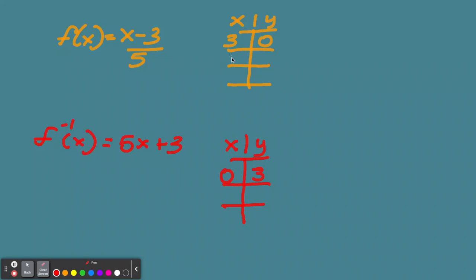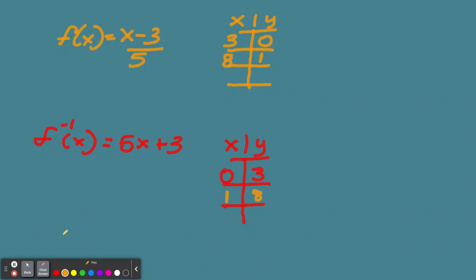Let's try it again. Change the color. If I said 8, well, 8 minus 3 is 5. 5 over 5 gives us 1. What if we reversed it? 5 times 1 is what? 5, and 5 plus 3 is 8. See? We know we did it right if you can reverse the input-output box.